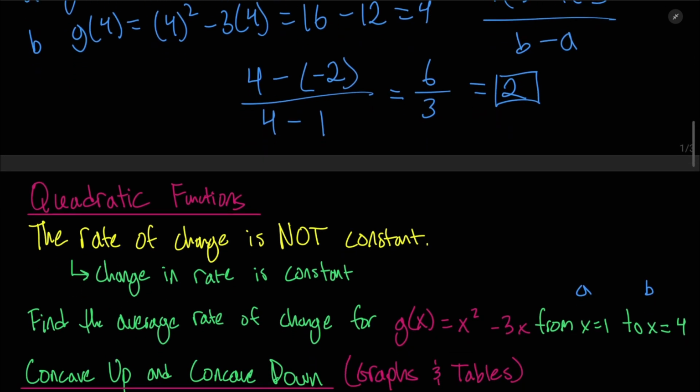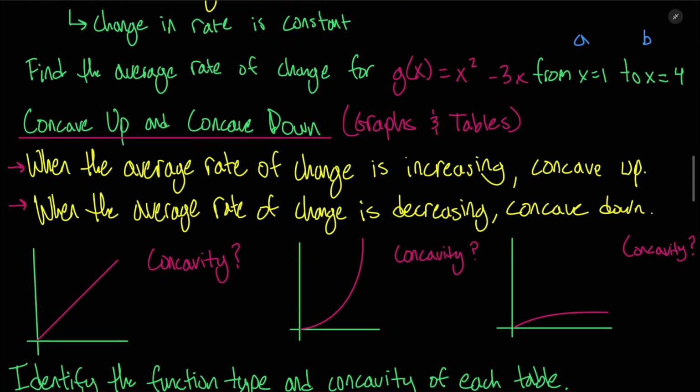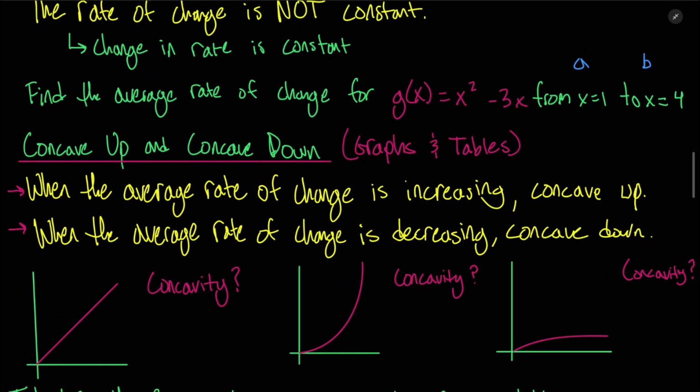Okay. Let's talk about concavity. This is going to be important for AP. So, concave up and concave down, right? And you might be asked to find concavity from a table of values or a graph. Okay, let's talk about this. When the average rate of change is increasing, it is going to be concave up. When the average rate of change is decreasing, it's going to be concave down.